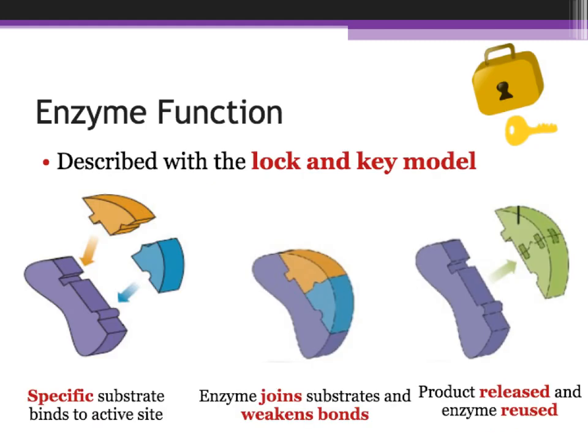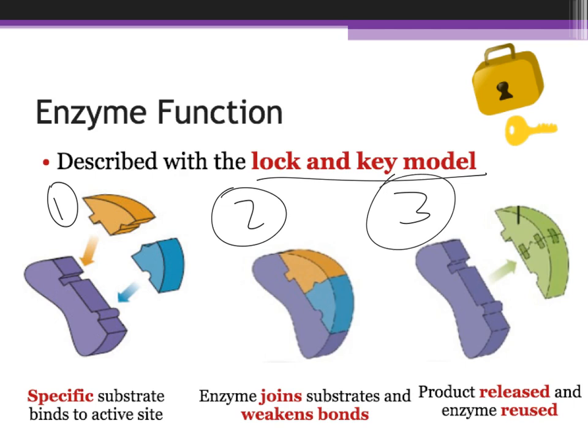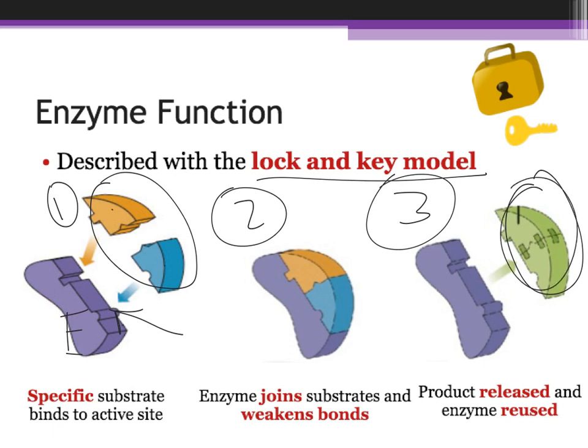So enzymes function with this cool lock and key model. If we go step by step, this is step number 1, this is step number 2, this is step number 3. Step number 1, the specific enzyme is going to bind to the active site. So remember, here is our active site, here are our substrates, this is the enzyme. The enzyme is going to join the substrates, weaken the bonds so that that activation energy is lowered, and we can make this product. In this case, we're putting something together. So we took these two separate pieces and we're putting them together into this bigger chunk.